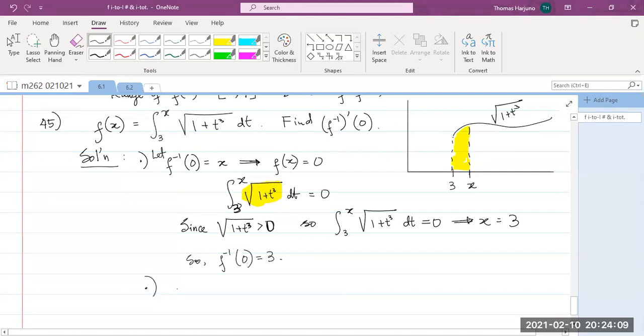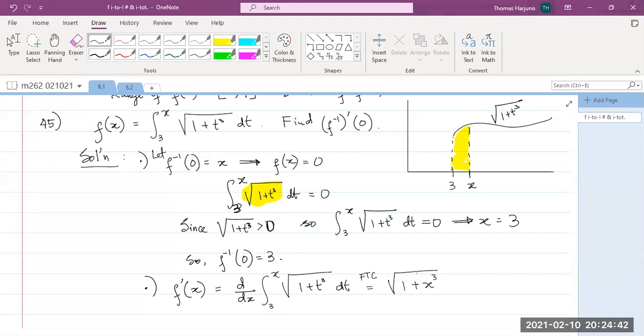Second, how about the derivative of f(x)? That is the derivative of the integral from 3 to x of the square root of 1 plus t cubed dt. But here we use the fundamental theorem of calculus, right? Derivative of antiderivative. This equals the square root of 1 plus x cubed, right? Okay, take a look at your calculus one.